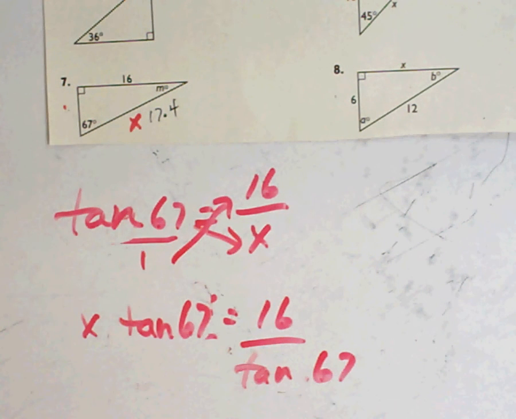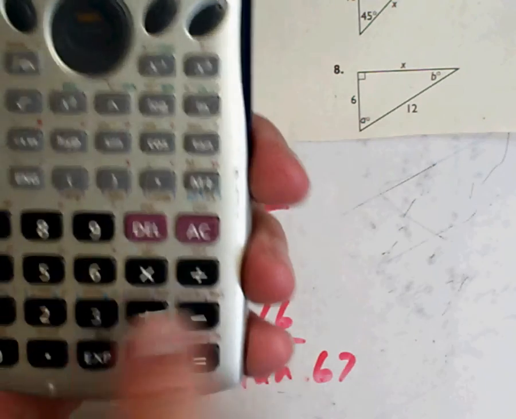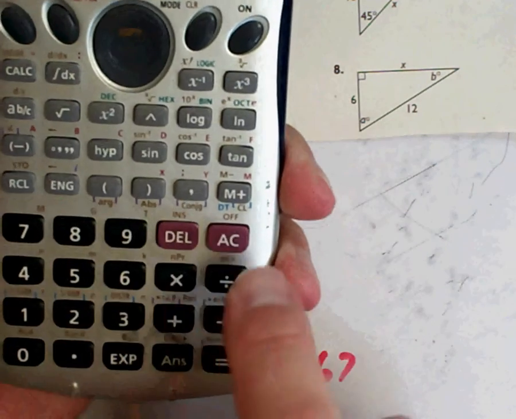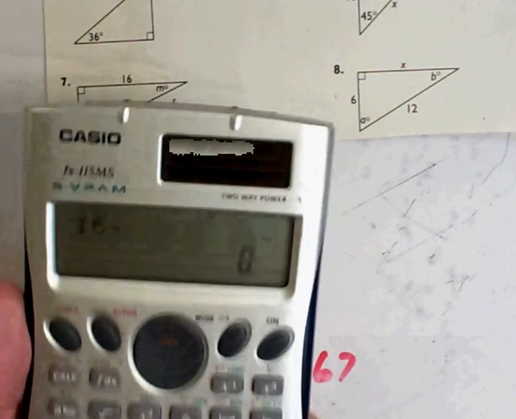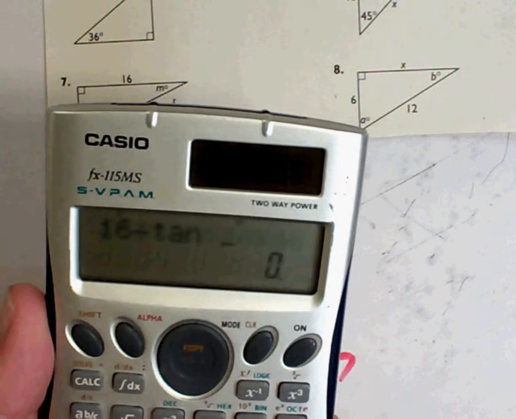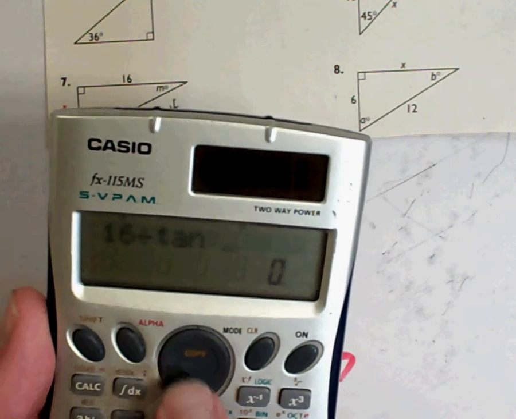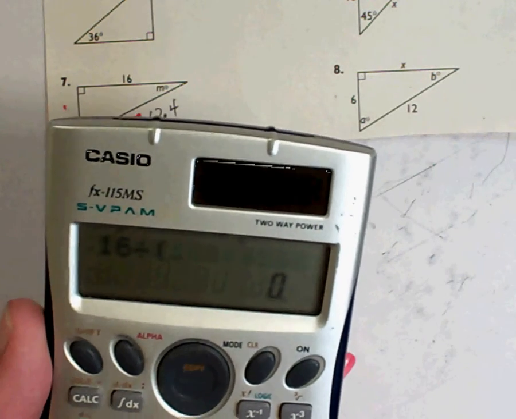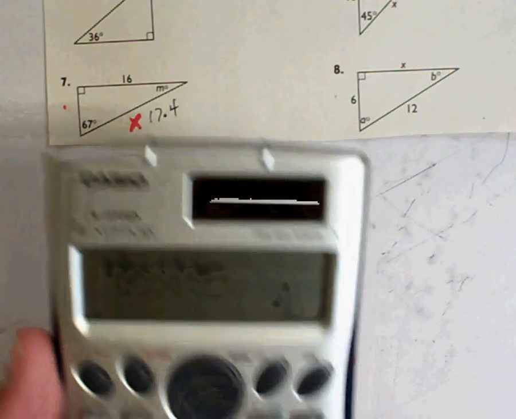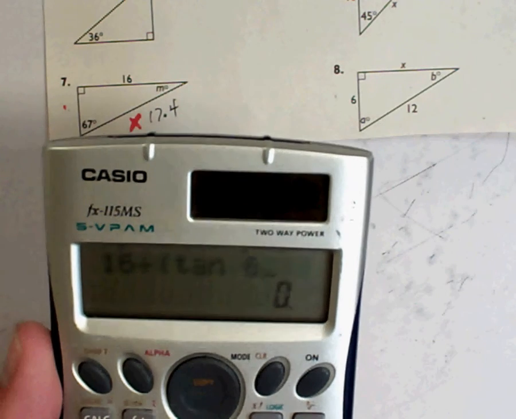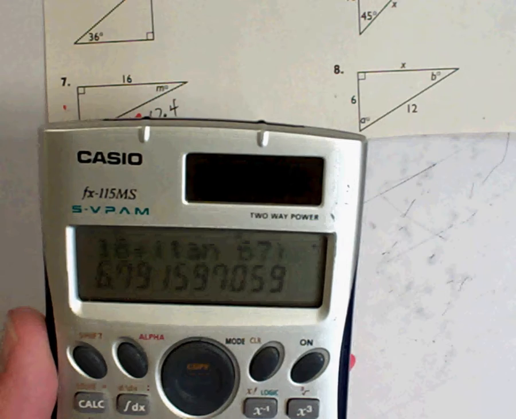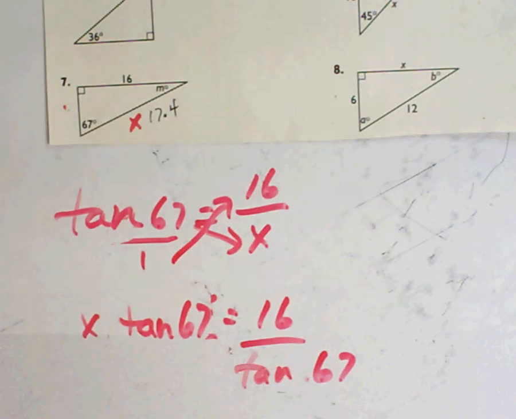So on my calculator, I would take 16, clear it real quick. 16 divided by tangent, let it back up, put parentheses, tangent of angle 67. And this time you can see the numbers on the screen a lot better. It's 6.8. So let's see if the logic works on that.